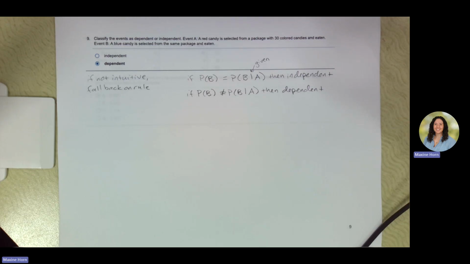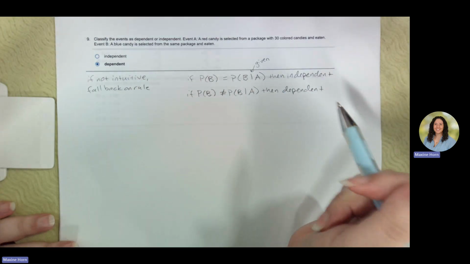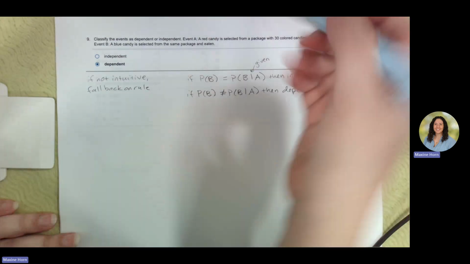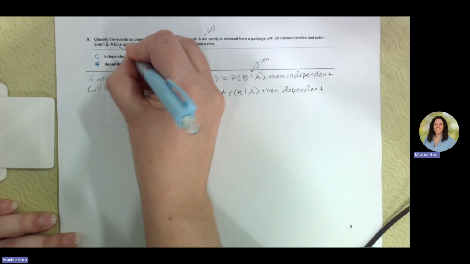They didn't give us numbers for how many red candies there were and how many blue candies there were. Let's go ahead and make up some numbers so we can do this as an actual example. Let's say that there's 20 red candies and 10 blue candies.